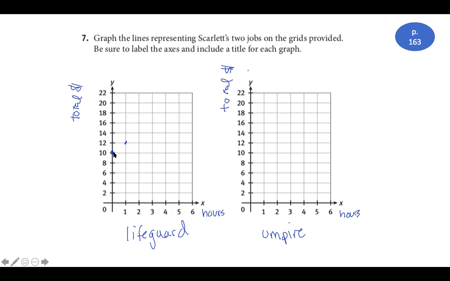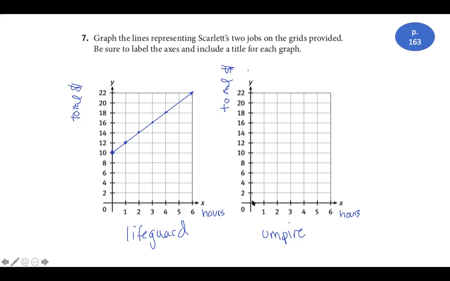Okay, so lifeguarding, she gets that $10 money up front, but then she doesn't earn as much, only $2 an hour. So she gets 1 hour, she's earning $12. You can use your table from the previous page for this. And then we're going to draw a line. And there we go. So that's our graph for the lifeguarding job.